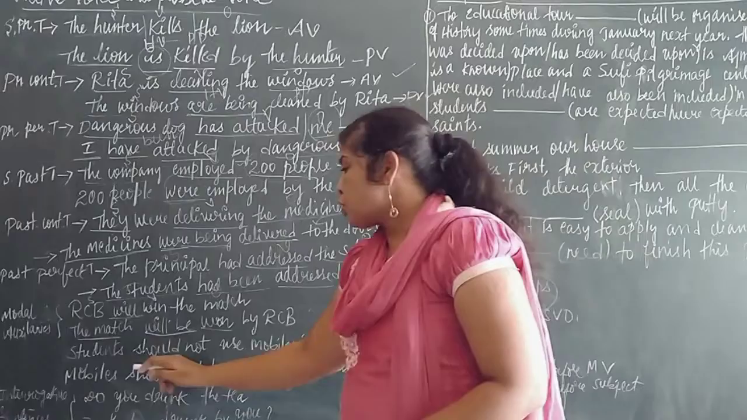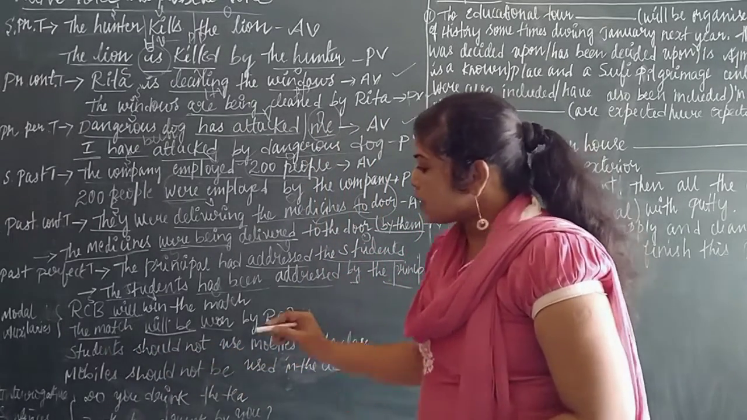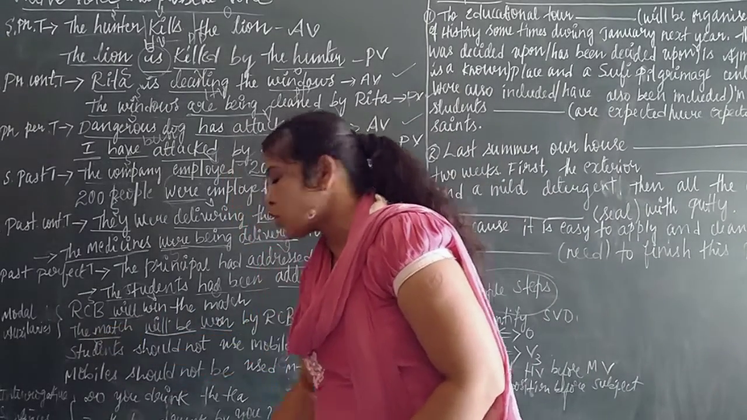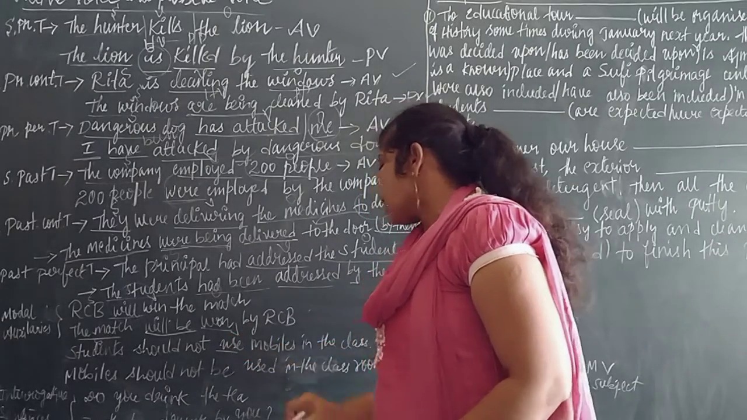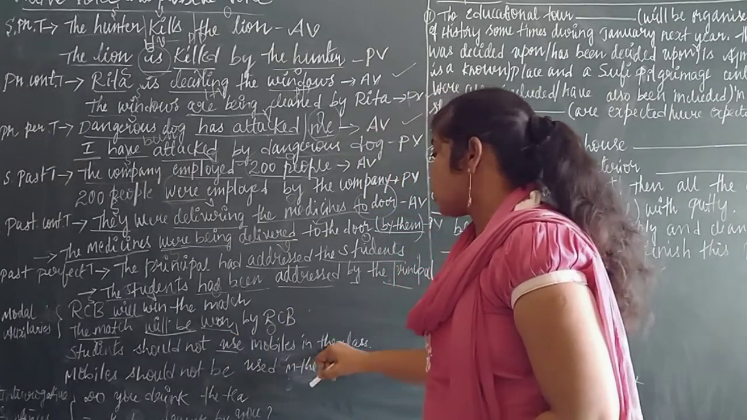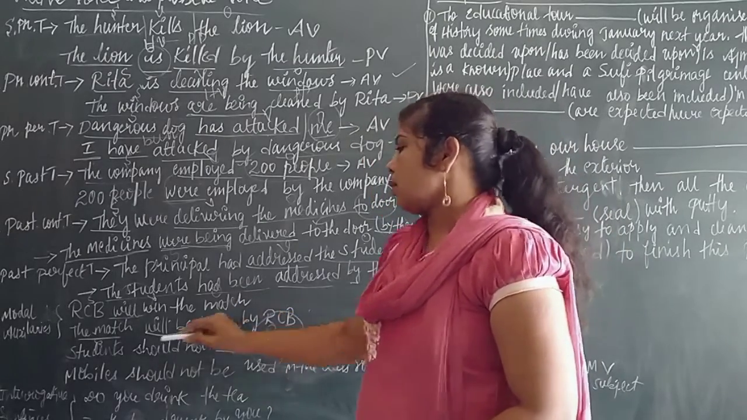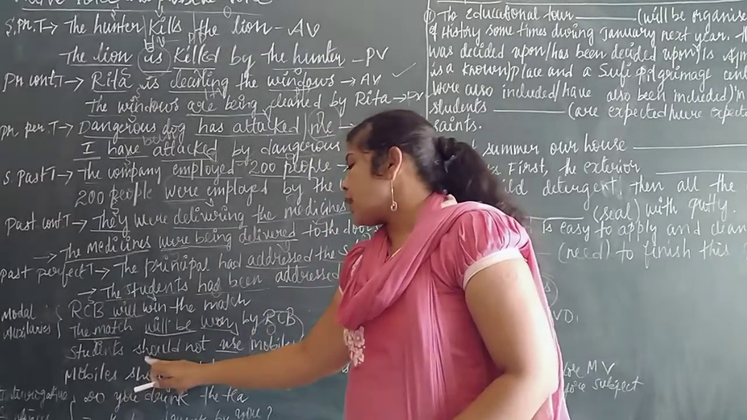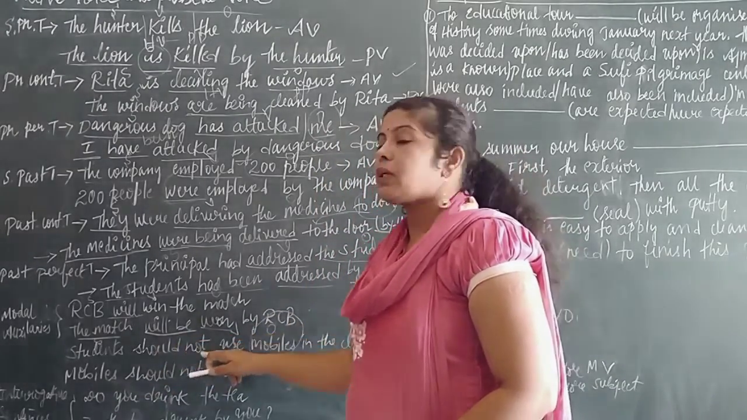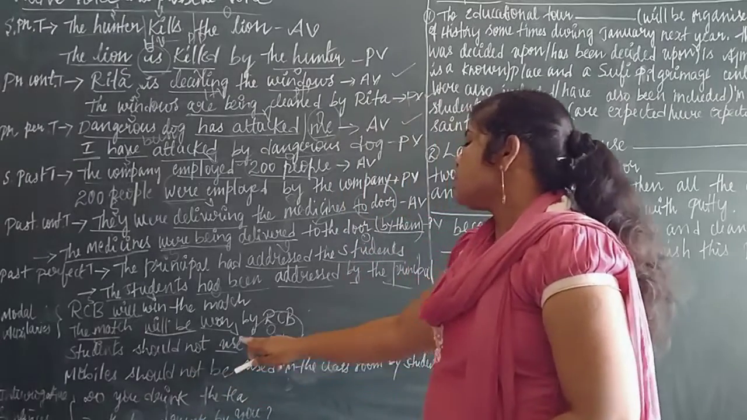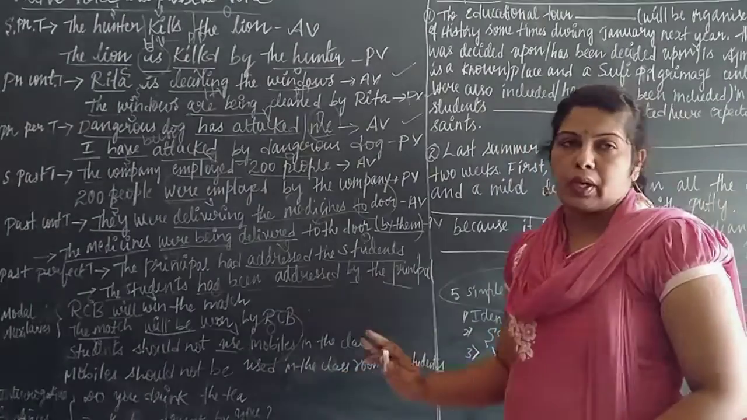Another example: students should not use mobiles in the class. In this sentence, students is the subject, use is the main verb and mobiles is the object, not the class. So we have to use mobiles first in the passive voice. Mobiles should not be, since should not becomes should not be. The past participle of use is used, in the classroom by the students.